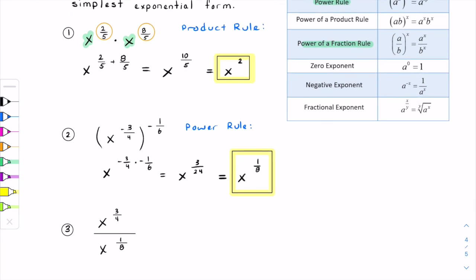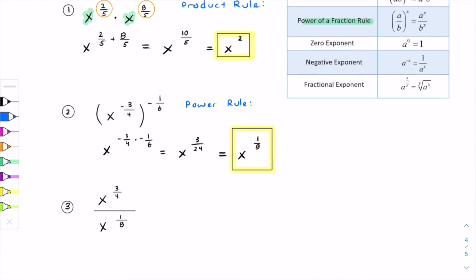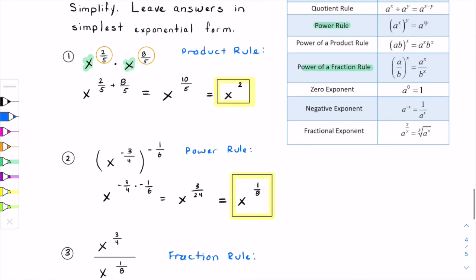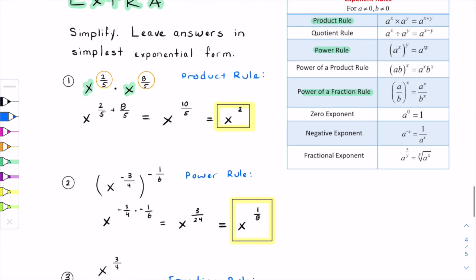X to the power of 1/8 is your final answer. And our last example, number 3, is going to use the power of a fraction rule. And this rule tells us that if you have the same base, you can subtract your exponents.